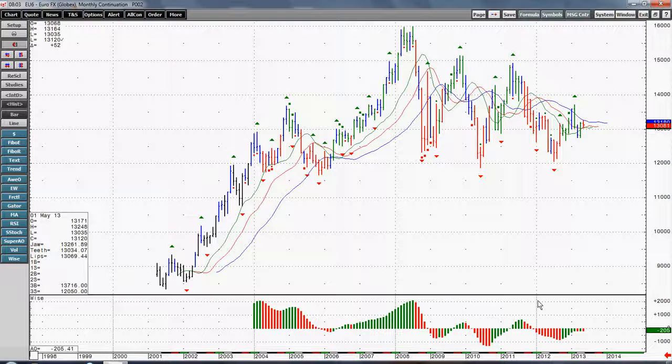Hello everyone, today is May 4th, 2013, and this is the market overview. We're going to start with the monthly euro and take a look at what's going on. As you can see, we're still in the same pattern. Alligator price bars are in the alligator's mouth and very difficult to trade.